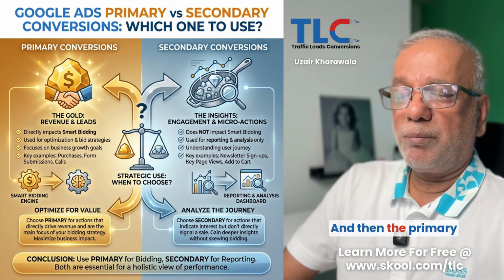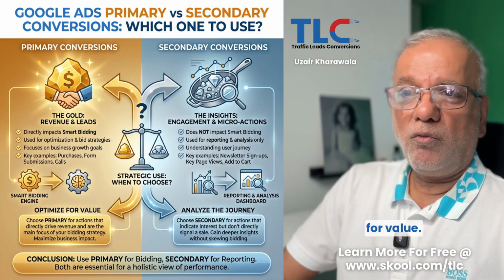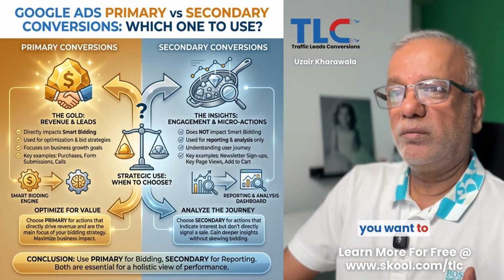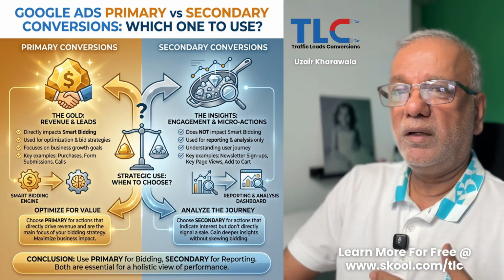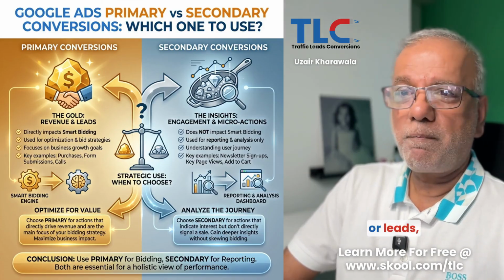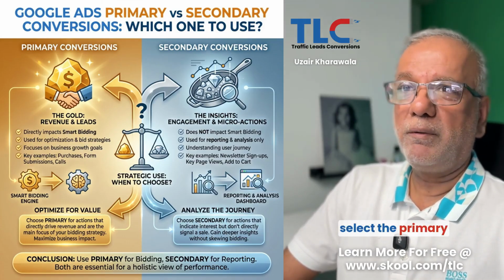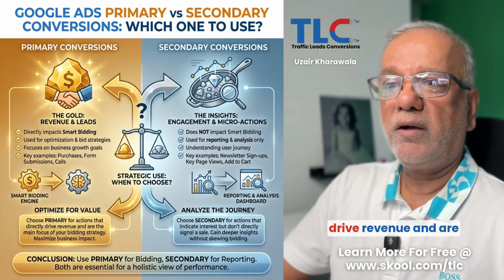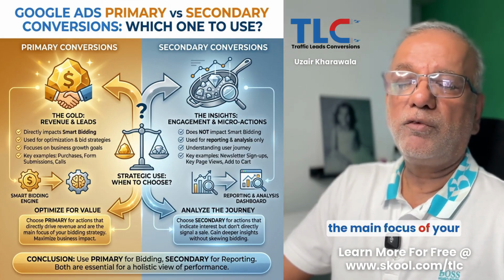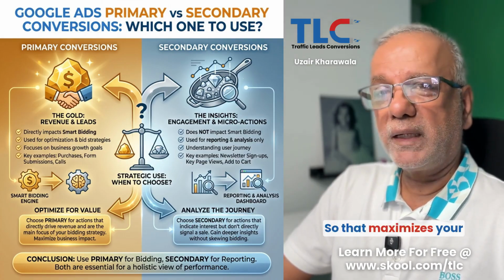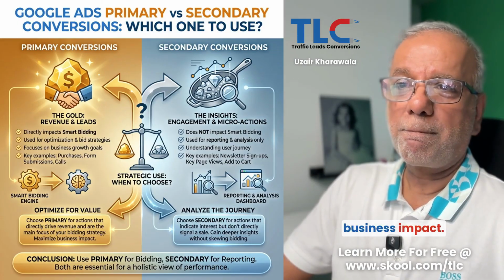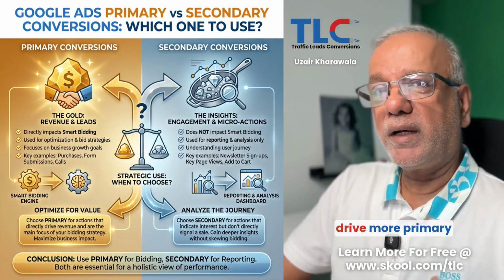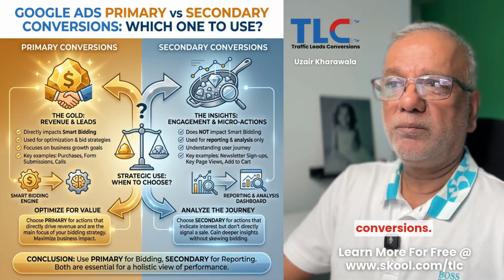The primary conversion optimizes for value. So if you want to grow your business and increase your sales or leads, then you need to select the primary conversion action. Choose primary for actions that directly drive revenue and are the main focus of your bidding strategy. That maximizes your business impact. The secondary conversion helps us drive more primary conversions.